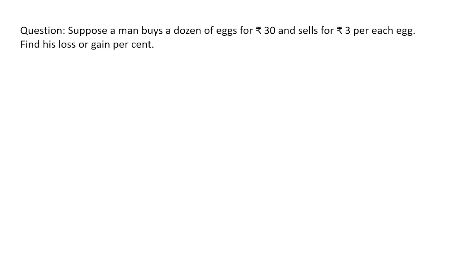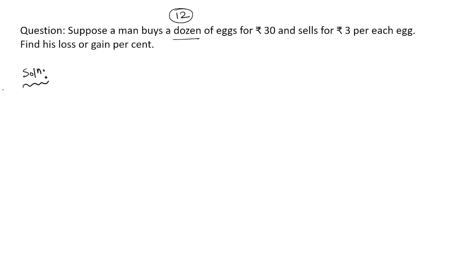Suppose a man buys a dozen of eggs for rupees 30. So, a dozen means 12 eggs. So, he buys 12 eggs for rupees 30, okay, and sells for 3 rupees per each egg. That means 1 egg 3 rupees, but he has all 12 eggs. So, he sells all eggs, right. So, that is how much he gains or loss. So, that we have to find.